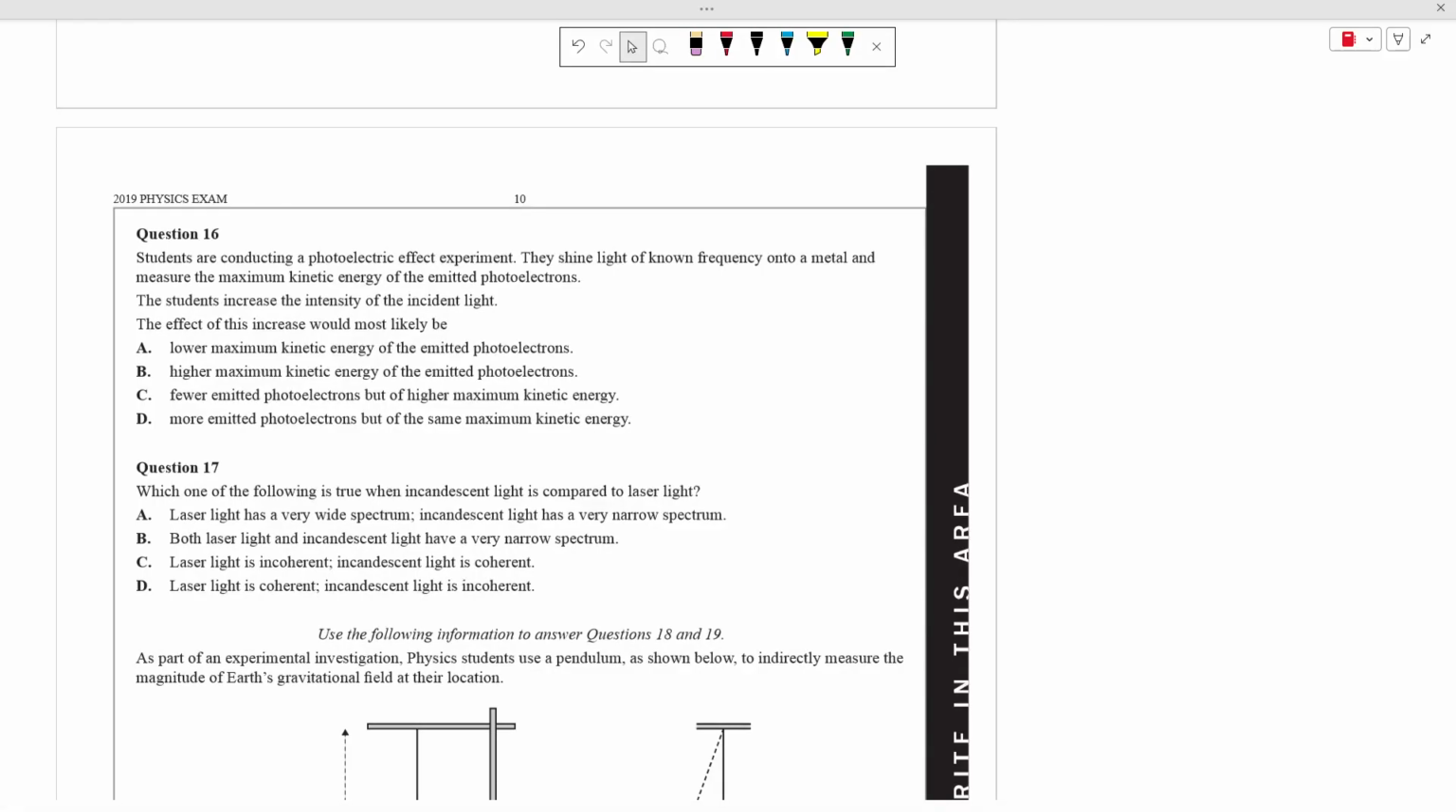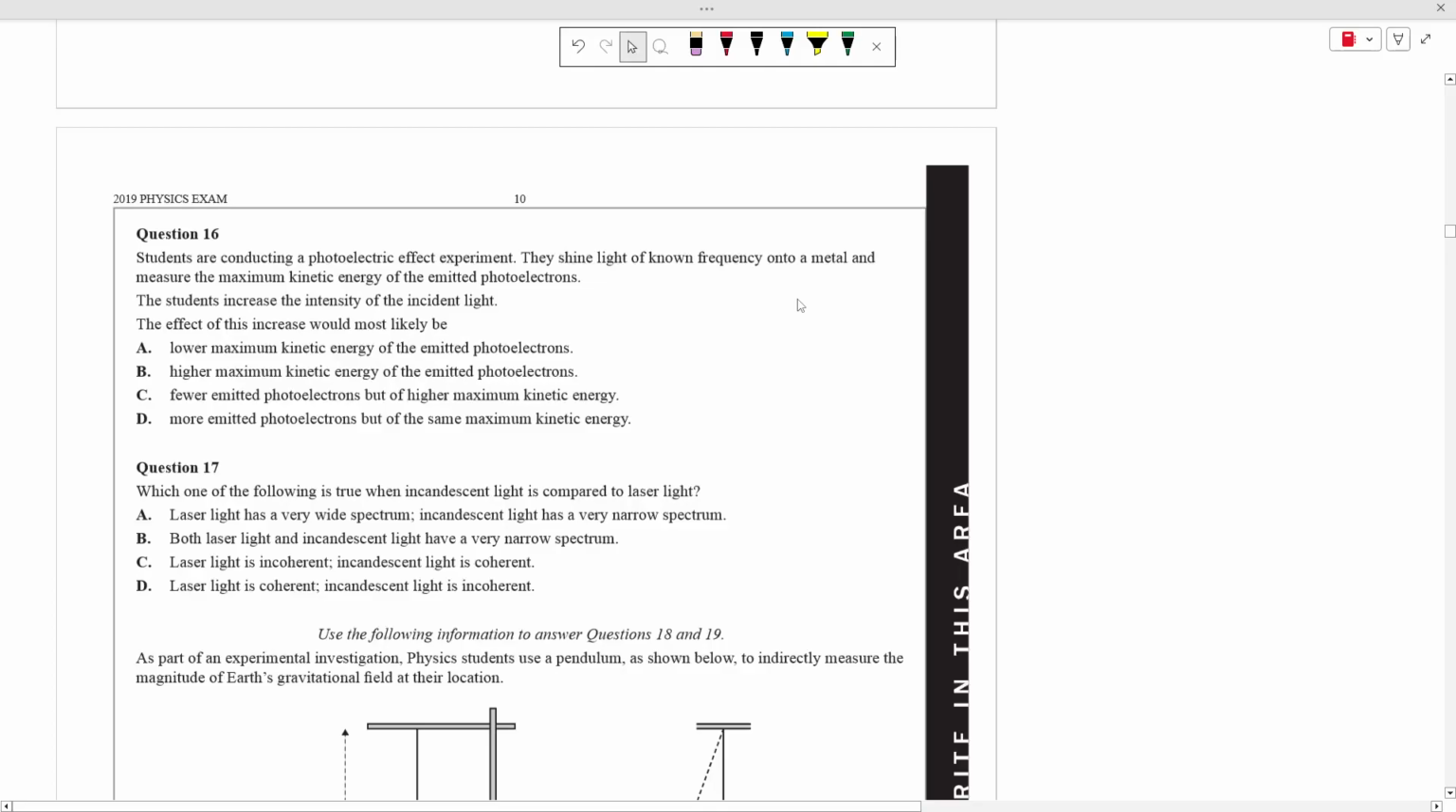Question 16. Students are conducting a photoelectric effect experiment. They shine light of known frequency onto a metal and measure the maximum kinetic energy of the emitted photoelectrons. The students increase the intensity of the incident light. The effect of this increase would most likely be what?